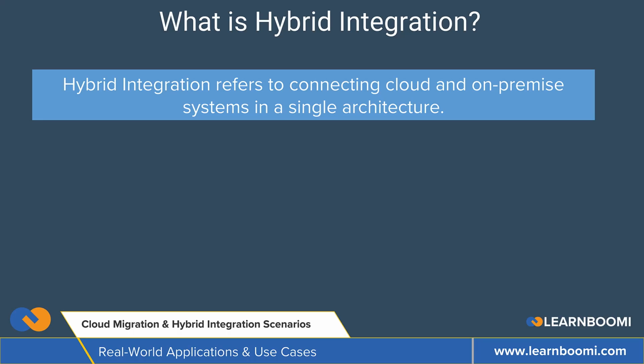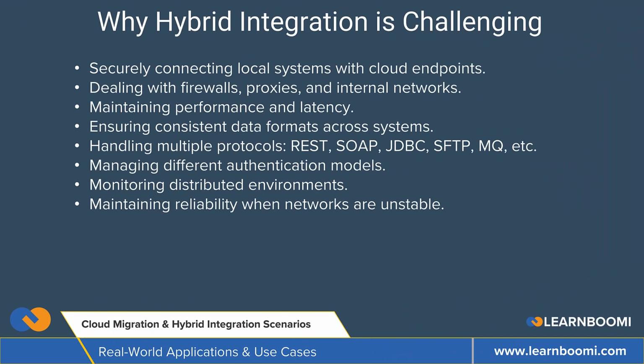So these are the examples of hybrid integration. And why is hybrid integration challenging? Enterprises face many difficulties, such as securely connecting local systems with cloud endpoints, dealing with firewalls, proxies and internal networks, maintaining performance and latency, ensuring consistent data formats across various systems, handling multiple protocols such as REST, SOAP, JDBC, SFTP, MQ, etc., and maintaining different authentication models. Then you have to monitor the distributed environment and maintain reliability when networks are unstable.